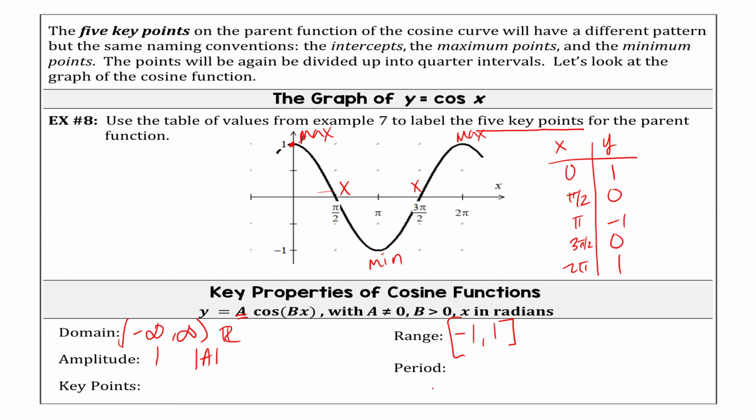How long does it take me to make my cup? 2 pi. When would that change? If I had a B value. If I have a horizontal dilation, it's going to change my B value. It's going to change my period. Okay. And then we have how many key points? 5. And they're listed out there for you.